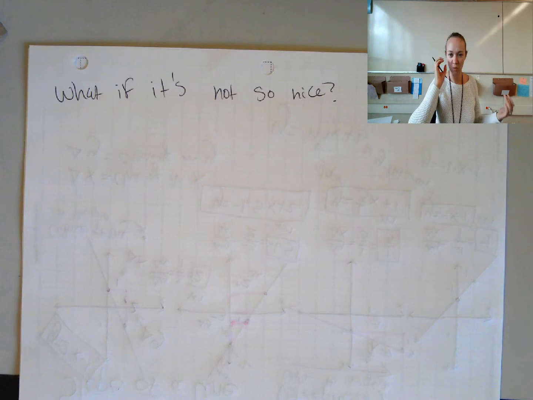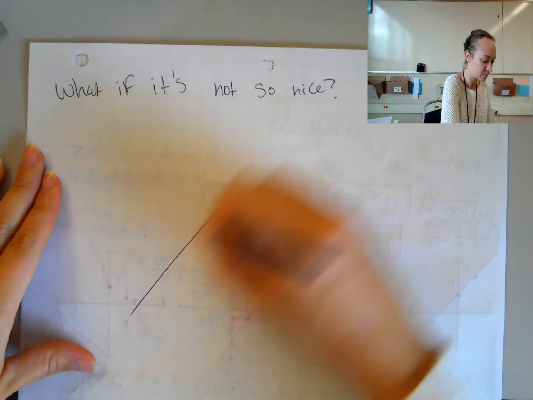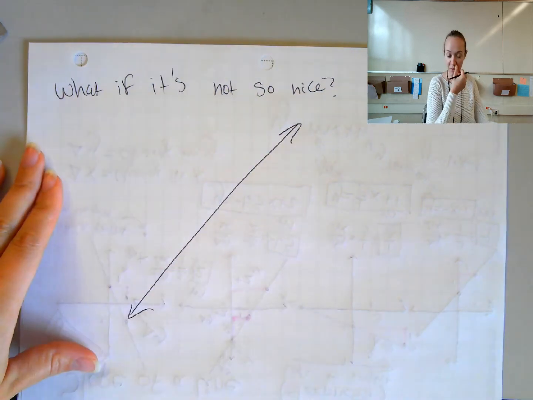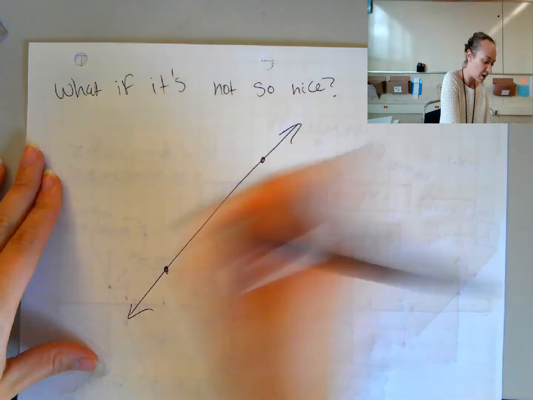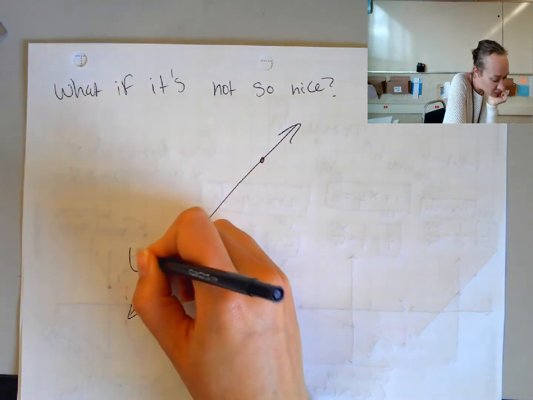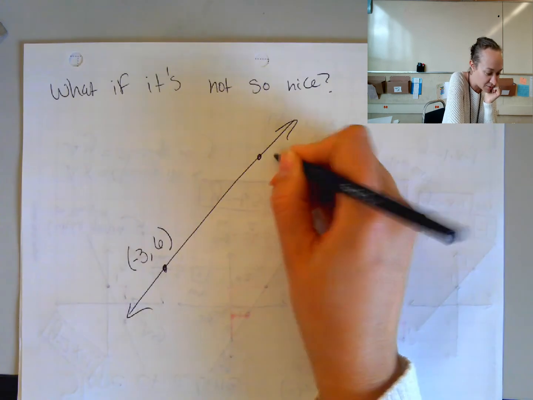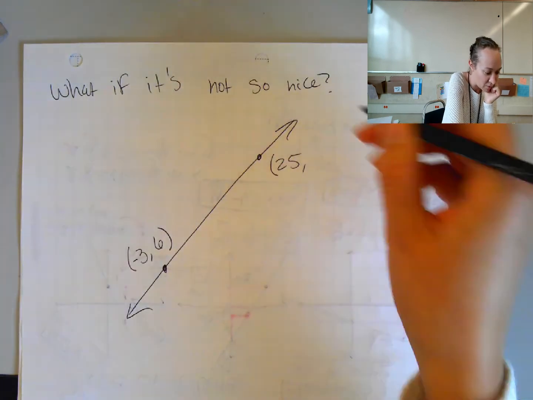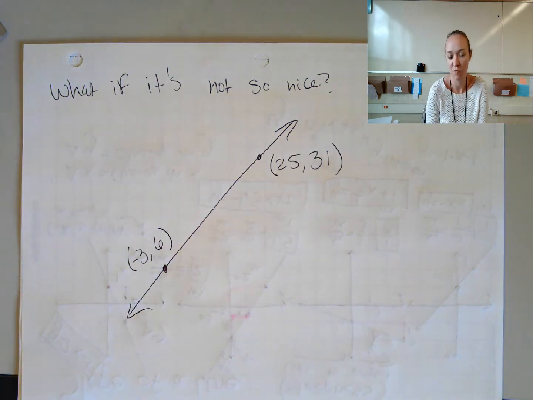Now, what if I give you one where it's not all nice and pretty and small, like the examples we just did? So let's say we have a line. I'm purposely not doing this on graph paper because I don't want you to be able to count. And let's say I have one point that is at -3, 6. And let's say I have another point that's at 25, 31. I want you to take a minute and see if you can figure out what is the slope. Find the delta y. Find the change in y. Find the delta x. What do you think it's going to be?